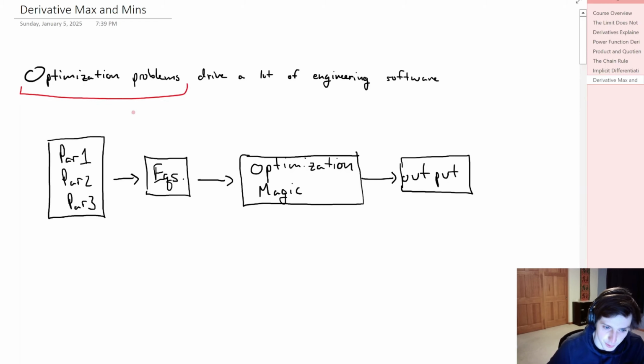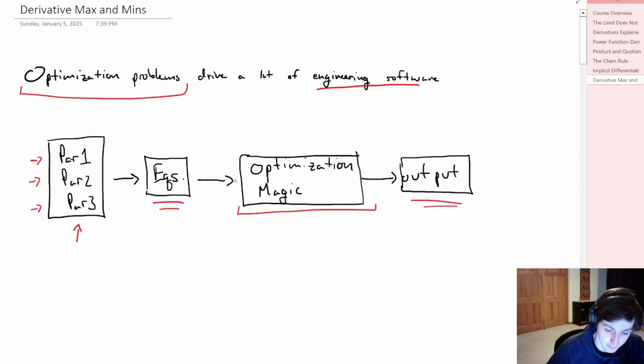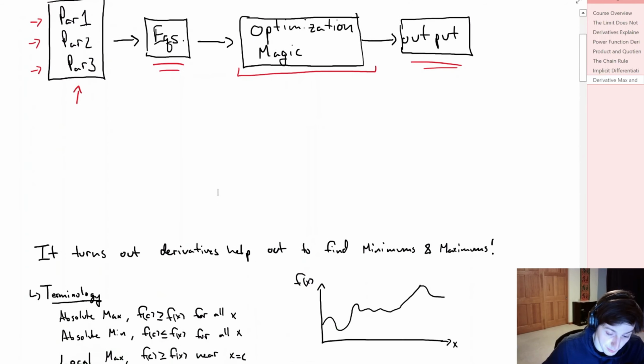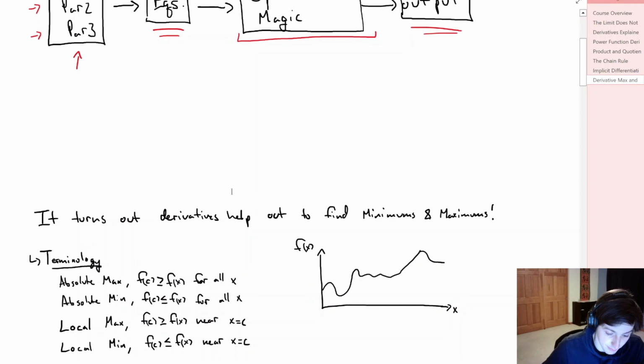And optimization problems are kind of self-explanatory. It is a problem where you work to optimize something. But nevertheless, all of these optimization problems probably use some kind of derivative of some function. And it turns out that derivatives can help find minimums and maximums of functions. So if we just have some function here that is a function of x, there's a little bit of terminology that we just want to define.